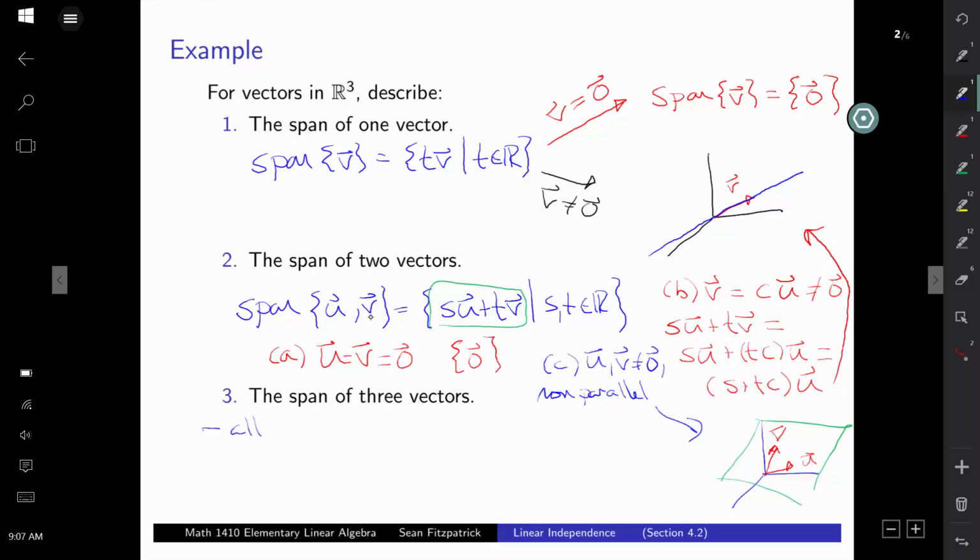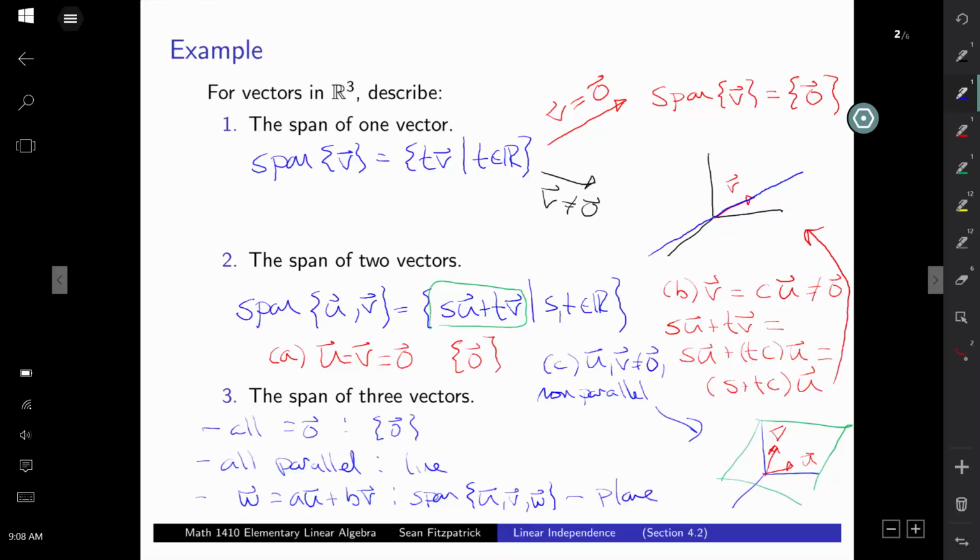If they're all equal to 0, you just get the 0 vector. If they're all parallel, you get a line. Another possibility is that you have a vector w, which is a linear combination of, say, u and v. In this case, the span of u, v, w is going to be a plane, right?